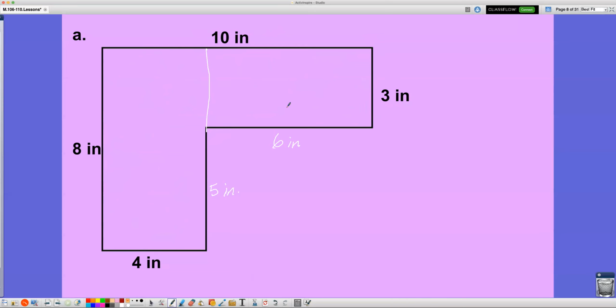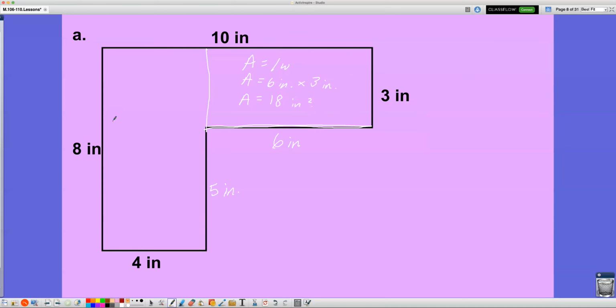Now that I know all the sides, now I can determine what this is. The area of this one is length times width. And the length in this case is 6 inches for this piece right here, from here to here, times this 3 inches. So now I know the area of this rectangle is 18 inches squared.